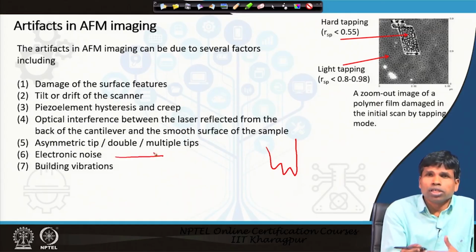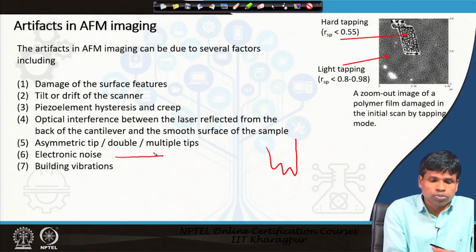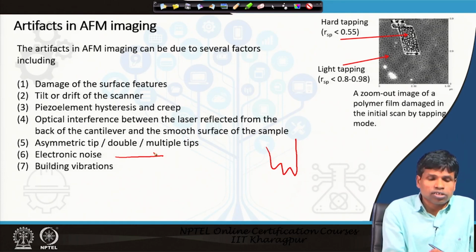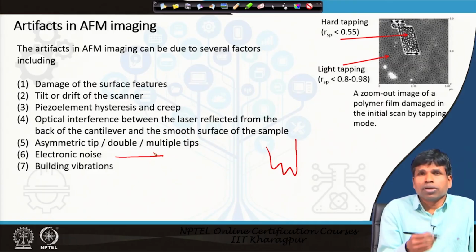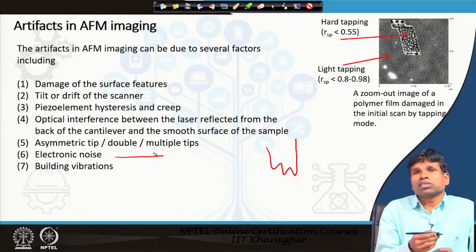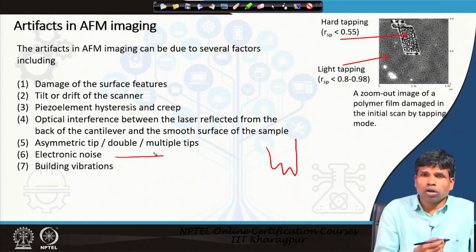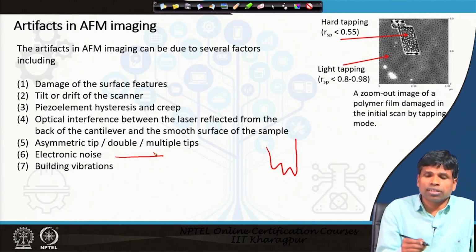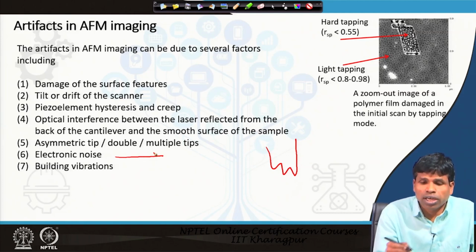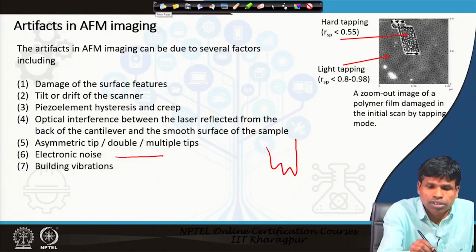Then we have electronic noise. We use a lock-in amplifier, voltage control, all kinds of electronics to operate the machine, so that electronic noise can also play a role. Similarly, building vibration, because the vibration is supposed to be as low as possible. If we want to measure in the sub-angstrom resolution range, then our noise level should be at least 10 times lower than the resolution we want to achieve. So vibration or noise should be as small as possible, at least 10 times smaller than the resolution we expect to achieve with our measurement.